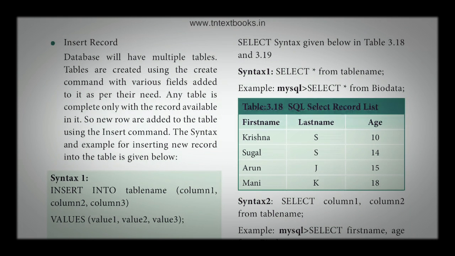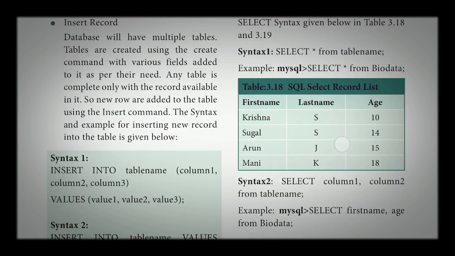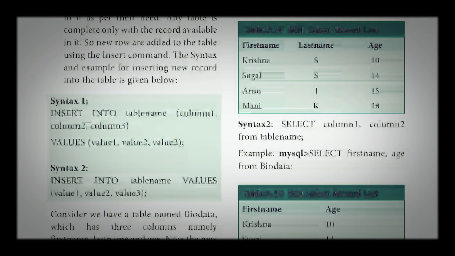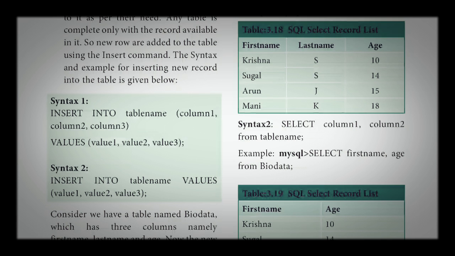table name. This command will show everything from the table. For example, in MySQL, select star from database, this will show every record in the database. Now syntax 2: select column 1 and column 2 from table name. This will show only the given column names, so the other columns will not be shown here.